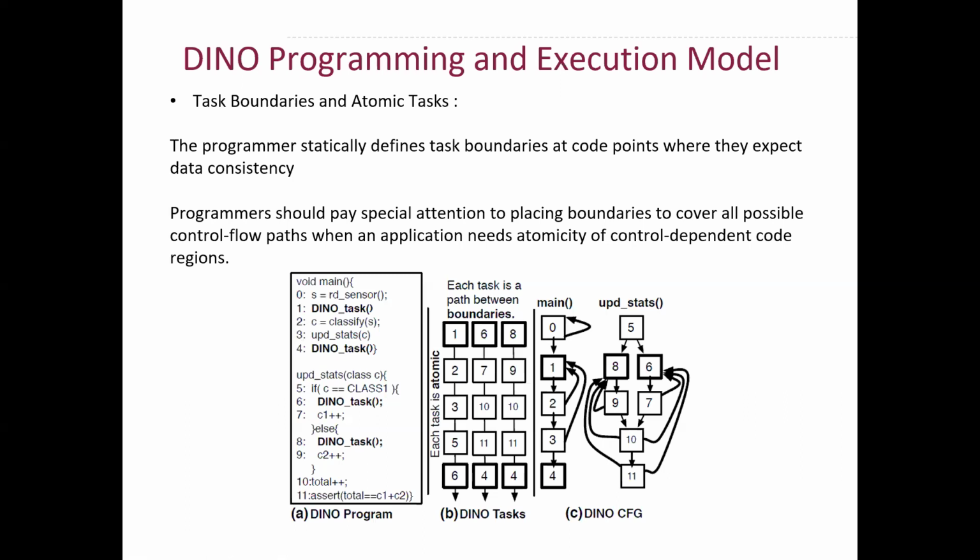So A shows you static task boundaries, B shows tasks which are formed dynamically from these boundaries, and C shows how task boundaries are failure-induced control flow targets in a control flow graph. So technically, C is the same representation as B, but this time it's in the form of a control flow graph. And UPT stats is what's exactly how we can say the result of this program. And B shows how your tasks are kind of getting executed with DINO.